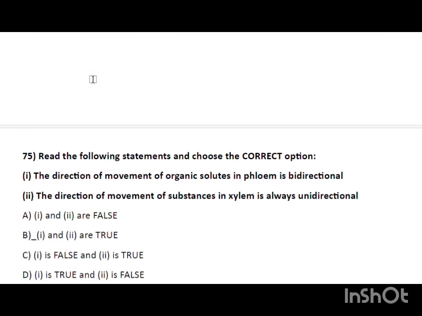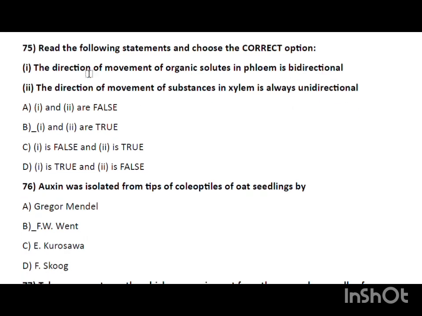Then question number 75. Read the following statement and choose the correct option. 1. The direction of movement of organic solute in phloem is bidirectional. 2. The direction of movement of substances in xylem is always unidirectional. So both are true. The correct answer is option B. 1 and 2 are true.